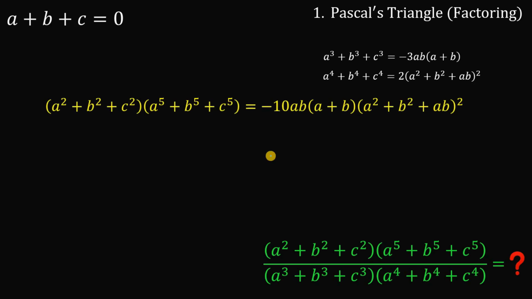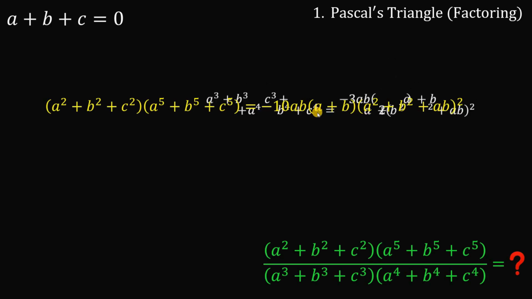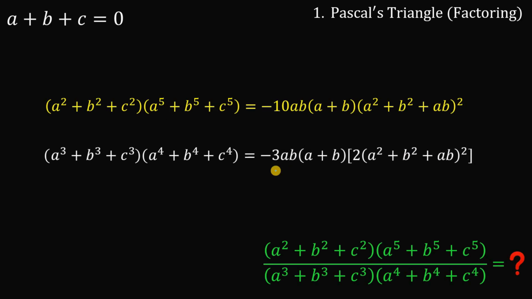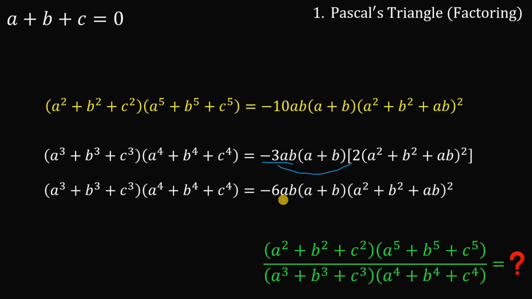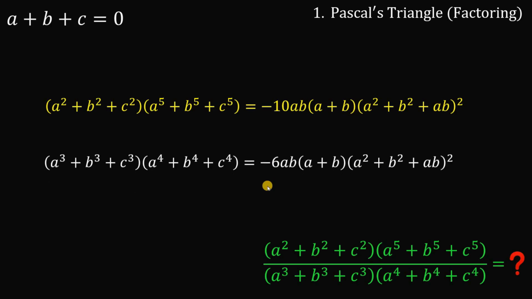Now let's get our denominator. So the sum of cubes and the sum of fourths. Now if we simplify this, we can multiply this, negative 3ab to 2. So this will result to negative 6ab multiplied by a plus b multiplied by a squared plus b squared plus ab quantity squared. Now we have the numerator and the denominator of our expression.